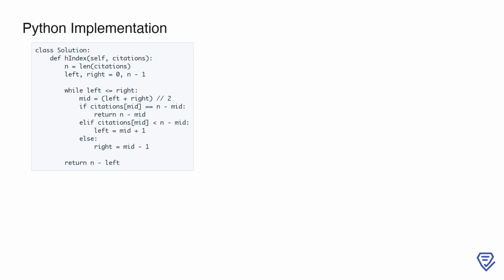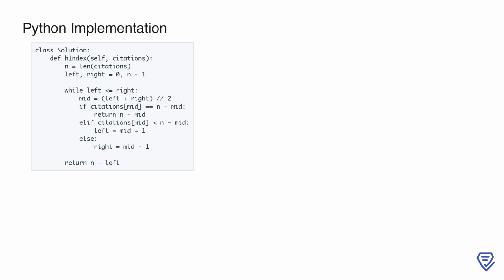If citations[mid] is less than n - mid, it implies that the current h-index candidate is too low, and we need to search in the right half of the array. Thus, left is updated to mid + 1. Otherwise, if citations[mid] is greater than n - mid, the current h-index candidate is too high, so we search in the left half by updating right to mid - 1. 5. Final return. If the loop exits without finding an exact match, the value n - left is returned. This represents the maximum h-index possible given the remaining search space.